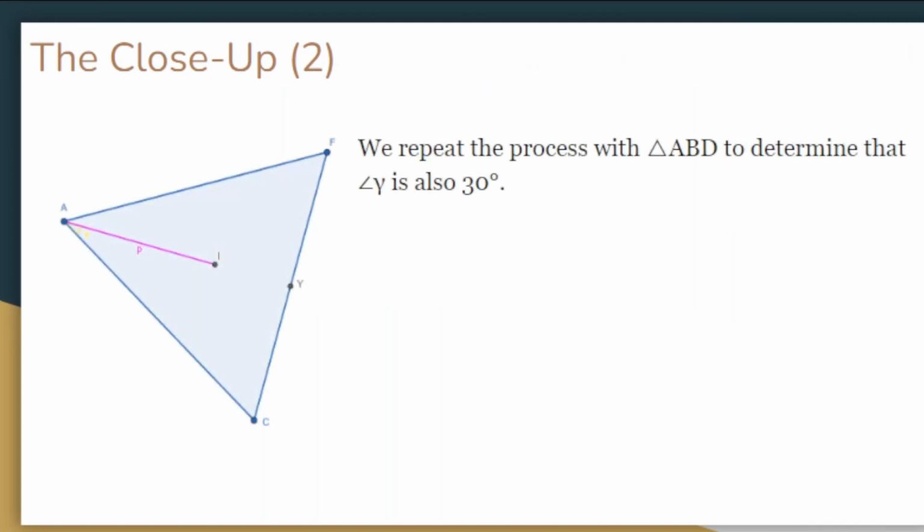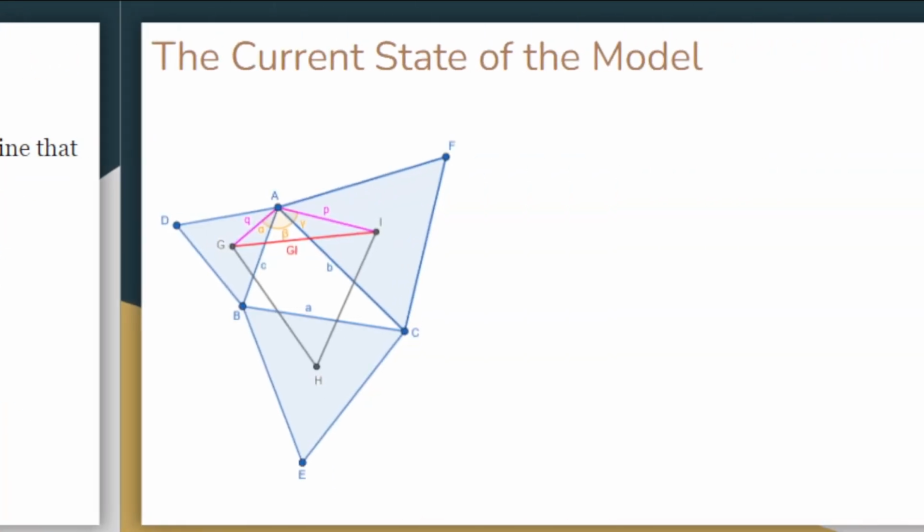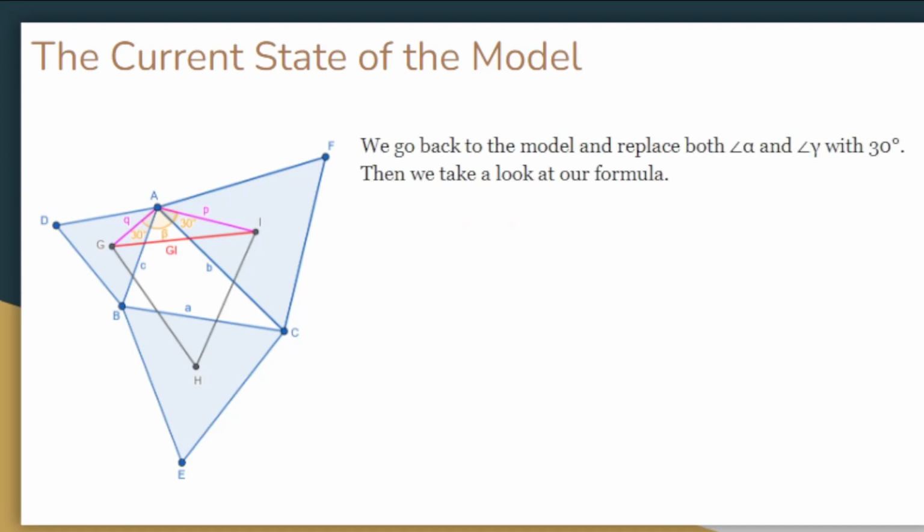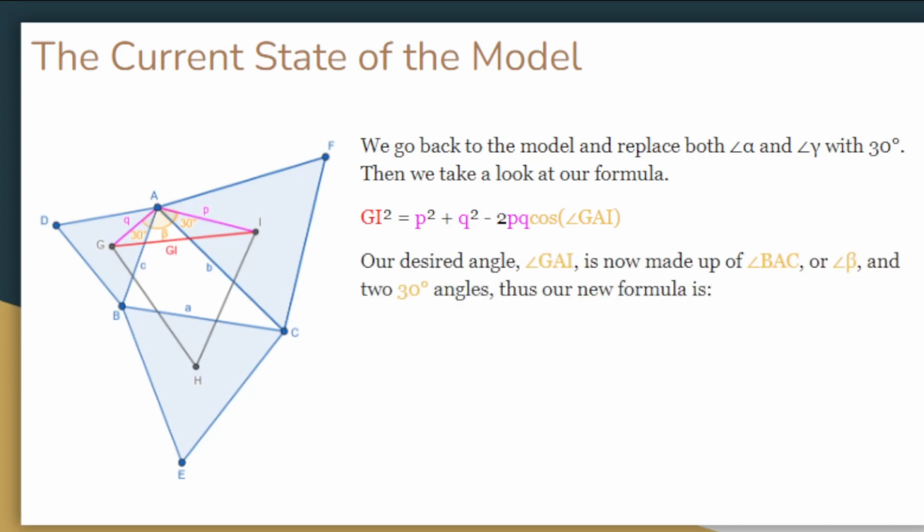We repeat this process with triangle ABD to determine that angle gamma is also 30 degrees. We then go back to the model and replace both angle alpha and angle gamma with 30 degrees. Then we take a look at our original formula, which was GI squared equals P squared plus Q squared minus 2PQ times the cosine of angle GAI. We can now replace angle GAI with angle BAC and our 2 new 30 degree angles. Thus, our new formula is GI squared equals P squared plus Q squared minus 2PQ cosine of angle beta plus 60 degrees.